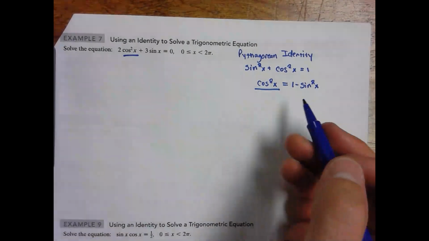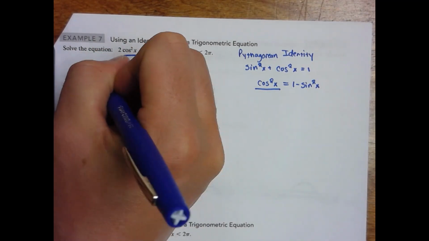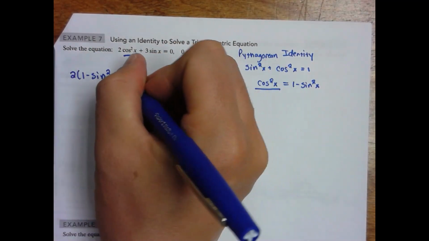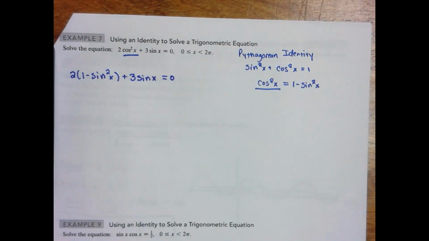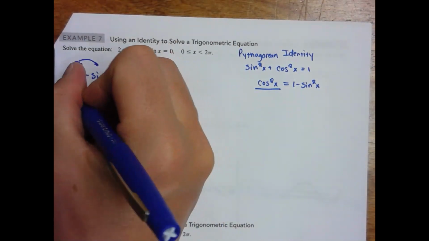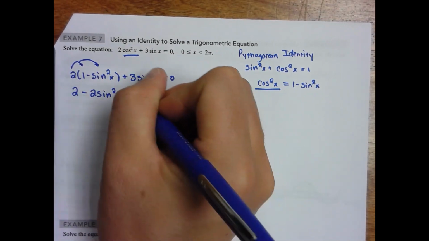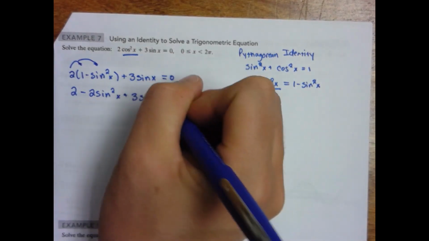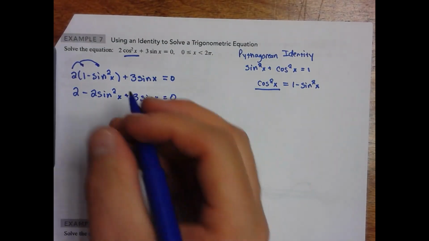I'm going to replace that cosine squared with 1 minus sine squared. So this is 2 times 1 minus sine squared of x plus 3 sine of x equals 0. So this is starting to look a little bit more familiar since I have a sine squared and a sine, but the parentheses are kind of throwing me off, so let's distribute the 2. So 2 minus 2 sine squared of x plus 3 sine of x equals 0. And then I'm just going to rearrange these.